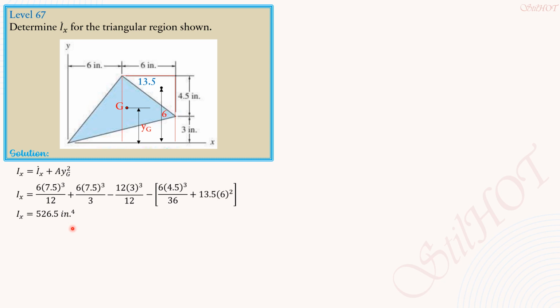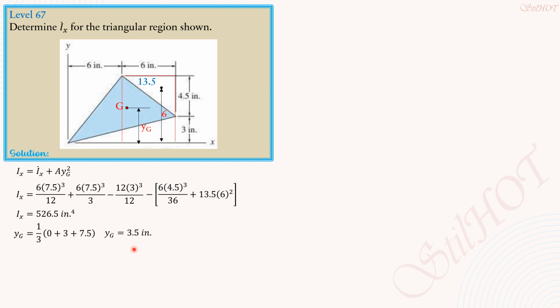Then the area by YG is 1/3 of the Y coordinates. So the Y coordinate here is 0, here it's 3, and here it's 7.5. So YG is equal to 1/3 of the quantity 0 plus 3 plus 7.5. So YG is 3.5 inches.